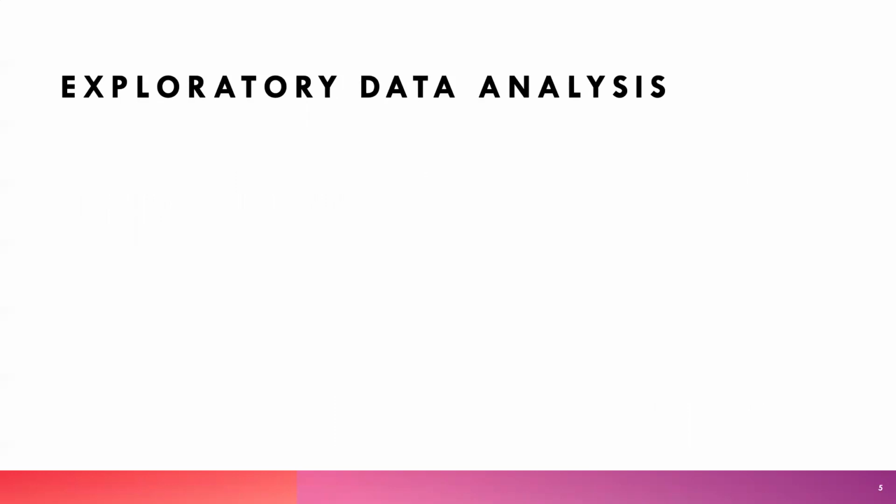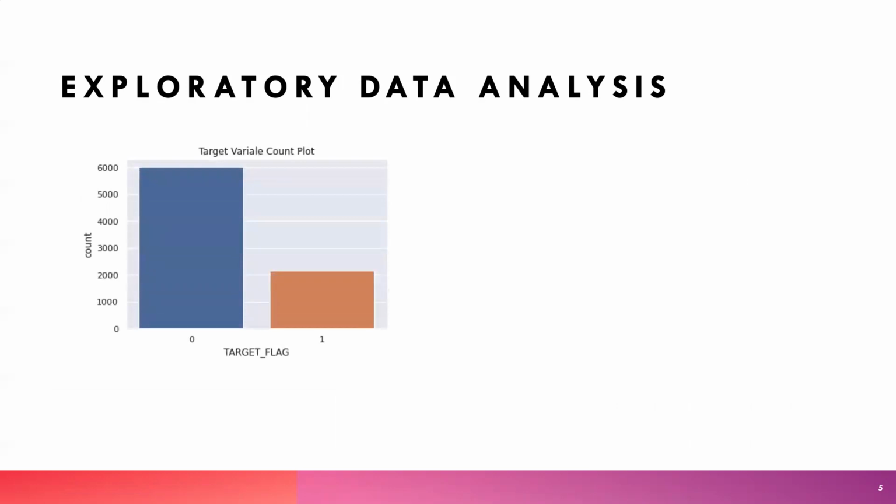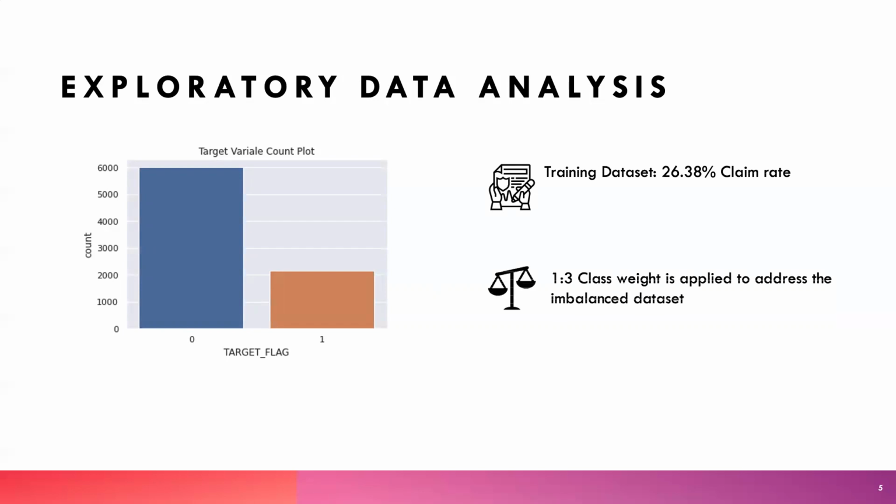Next, I'm not going to get into too much detail here for the EDA, but the most important thing I want to mention is that the dataset is imbalanced. The training dataset has a claim rate of around 26.38%, and to address this problem of having an imbalanced dataset, a 1-to-3 class weight ratio is applied for all the models trained later on, and I will explain the model training in the next few slides with more details.